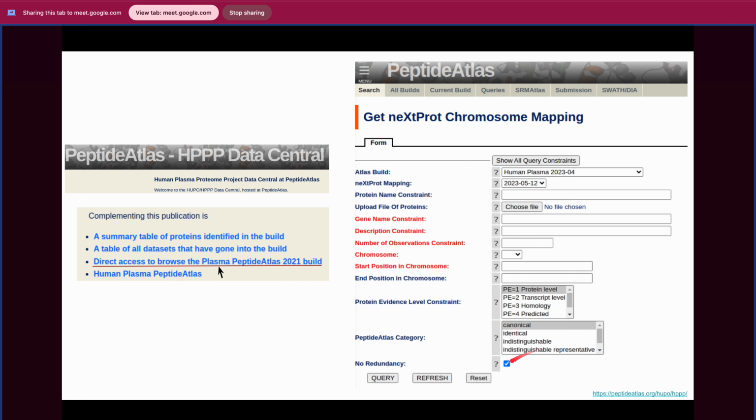So after selecting all these options according to our desire, we can simply click on query. And if you do not put any of these options, then what result will it give you? By default, it has selected PE, protein level evidence, and canonical. So if you query it, then it will tell you about all the proteins which are expressed in human plasma, because we are not giving any specific information.